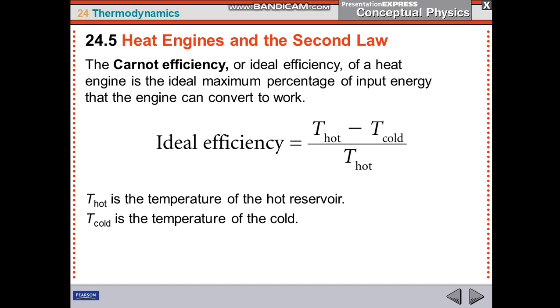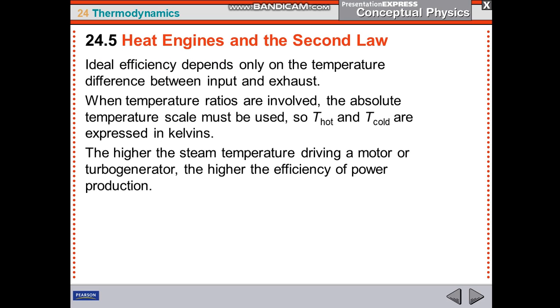So you can see, ideal efficiency is equal to (T hot minus T cold) divided by T hot. The ideal efficiency of a heat engine is the ideal maximum percentage of input energy that the engine can convert to work. So this formula is one of the important formulas in thermodynamics. Ideal efficiency depends only on the temperature difference between input and exhaust.